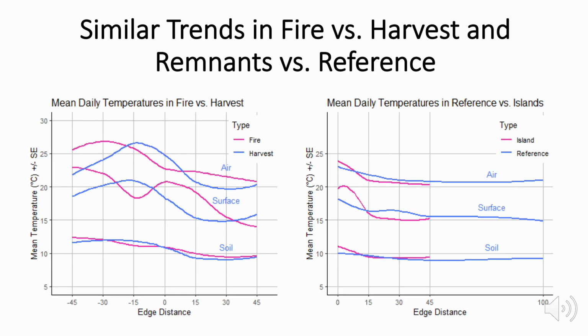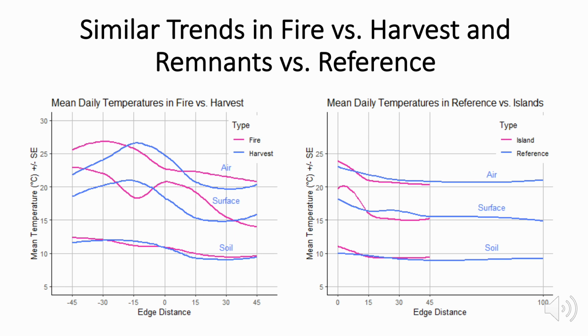So here we can compare the air, surface, and soil temperatures between fire and harvest on the left. We see that both disturbance types show a similar trend of decreasing temperatures with increasing edge distance. The same is seen on the right when we compare our islands versus our reference sites. Those islands are our little patches of trees inside the disturbance, whereas the reference is a large intact patch of forest adjacent to that disturbance.